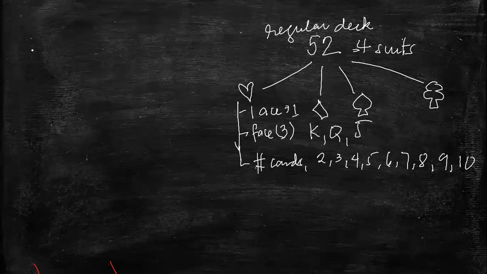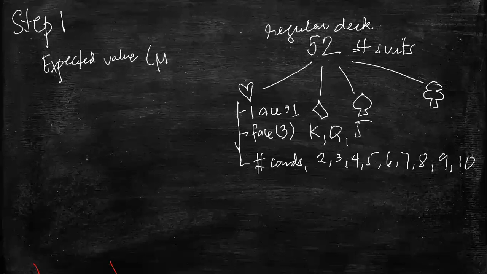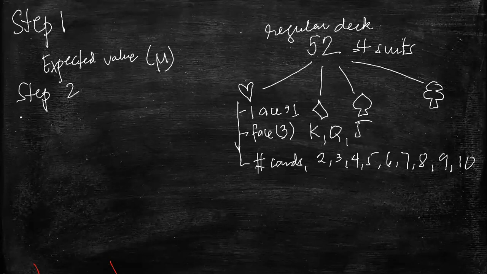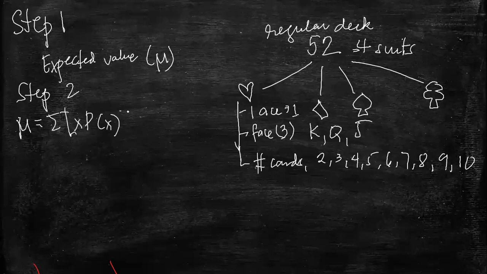So, yon. Ngayon, class, sige. Step 1 muna tayo. Ano yung hinahanap? Expected value. Okay. So that is the mu. Step 2, formula. Ano yung formula? Mu is the summation of x times P of x.